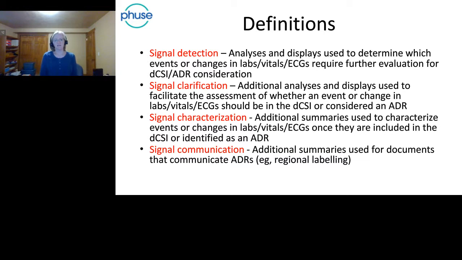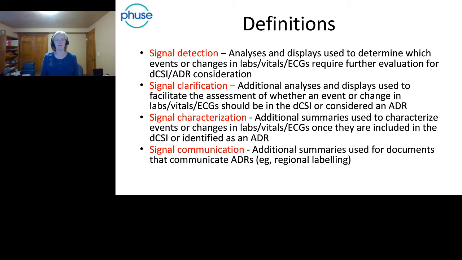Now, signal clarification could be additional analyses that might be needed to help decide whether it's an ADR or not. These are things that might go beyond the standard initial package. So there could be additional things needed to help decide. Then signal characterization is usually done after you do decide what your ADRs are. Once you know what events are reasonably likely caused by the drug, you might want to characterize them.